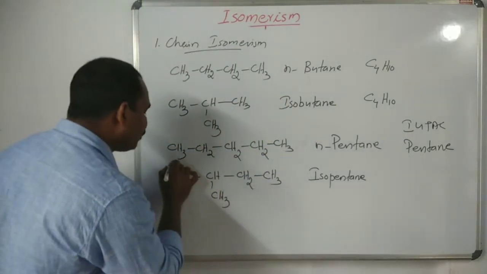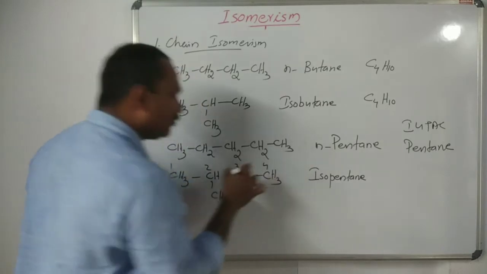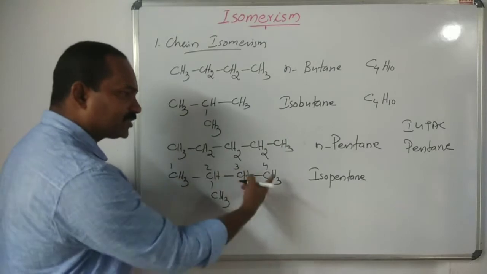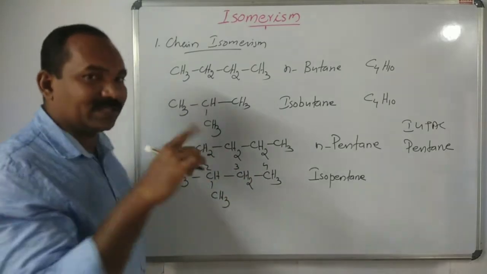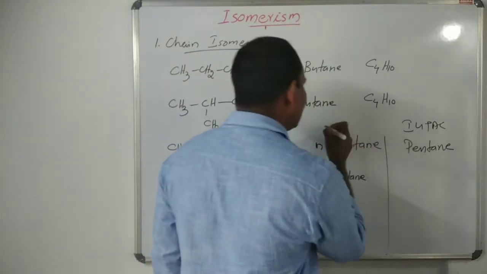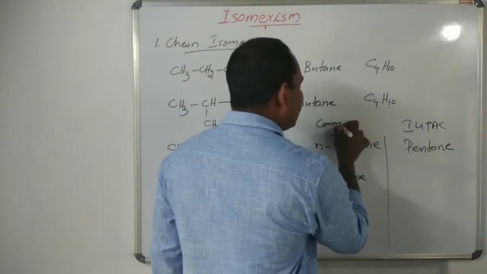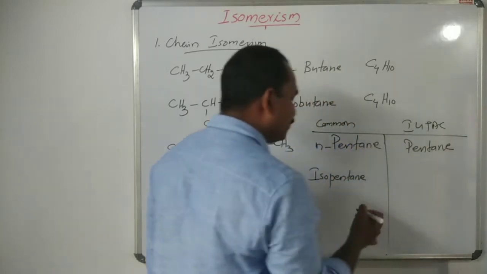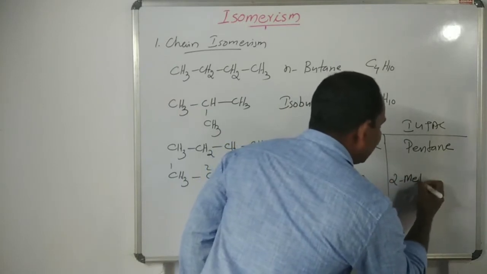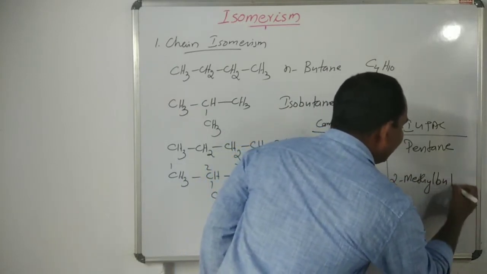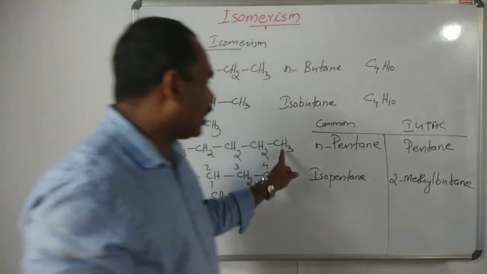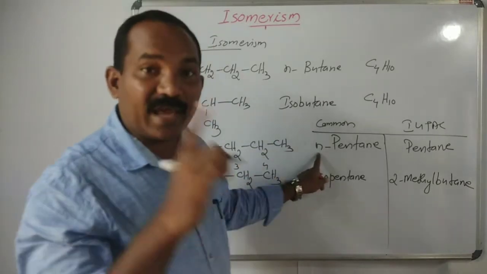This, we number 1, 2, 3, 4. Okay, so from these two, right side to left side, the methyl group will get the third position. So this numbering is correct. What is the IUPAC name? This is common name. Okay, what is the IUPAC name? IUPAC name is 2-methyl-butane. 2-methyl-butane. Are you clear?